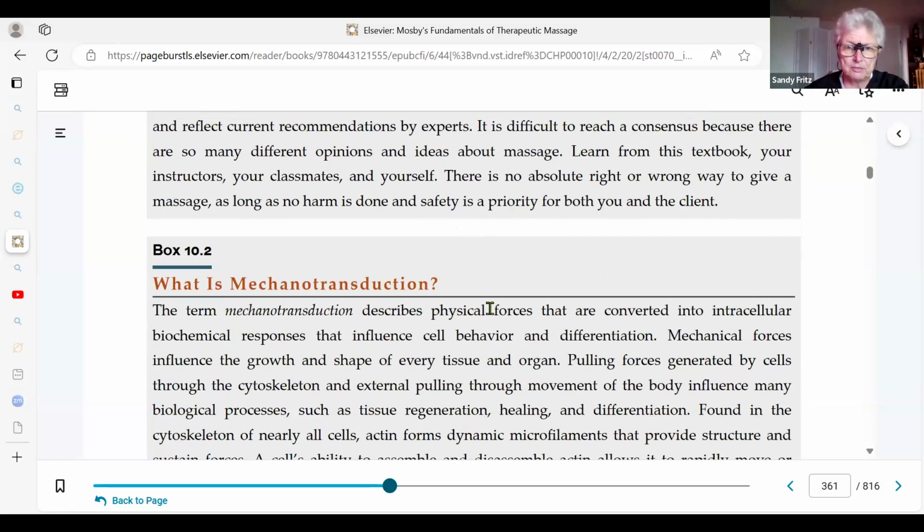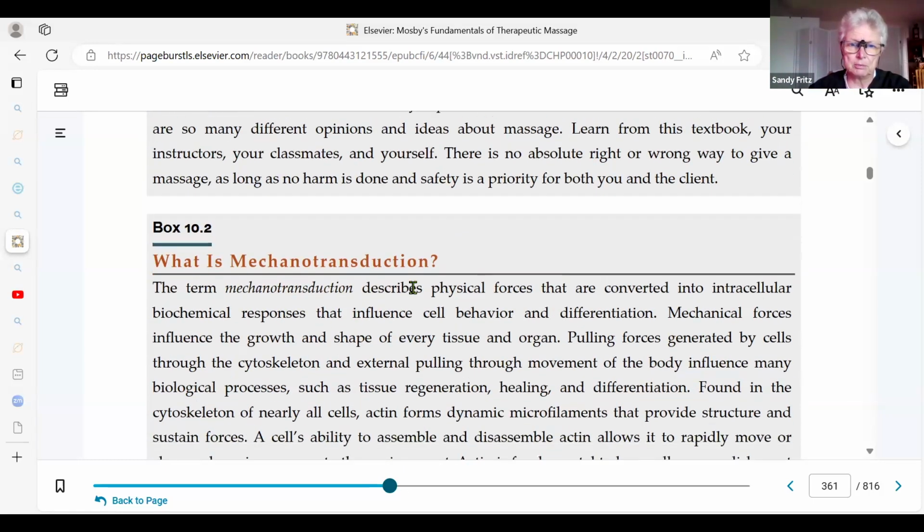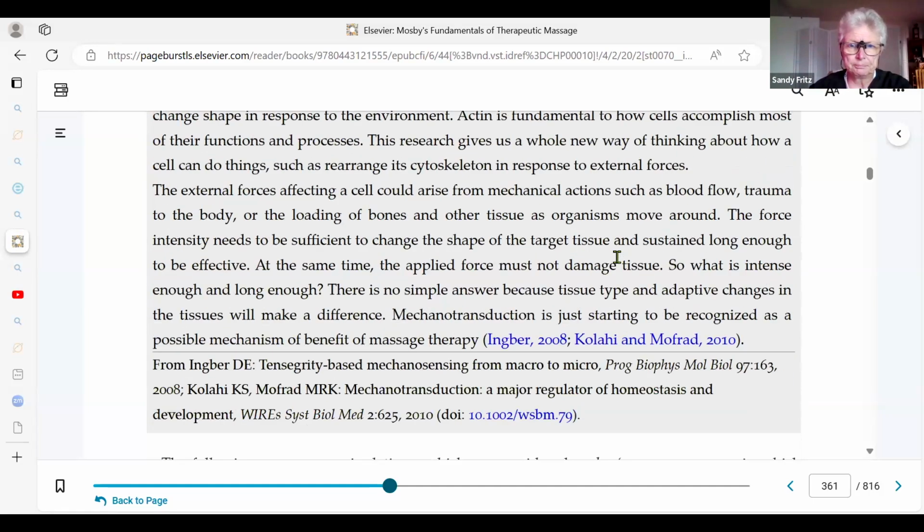Mechanotransduction describes physical forces and how they are converted to an inside the cell biomechanical response. And this is where I've mentioned previously that massage can downregulate the inflammatory response. It has to do with transmitting information through mechanotransduction.